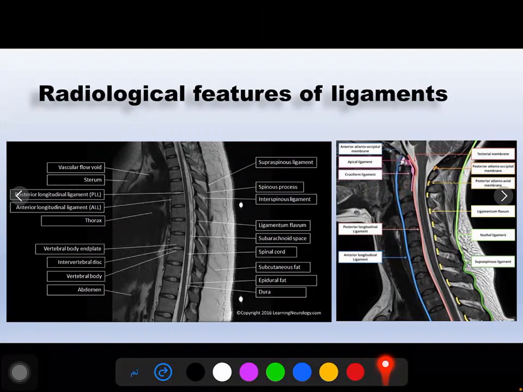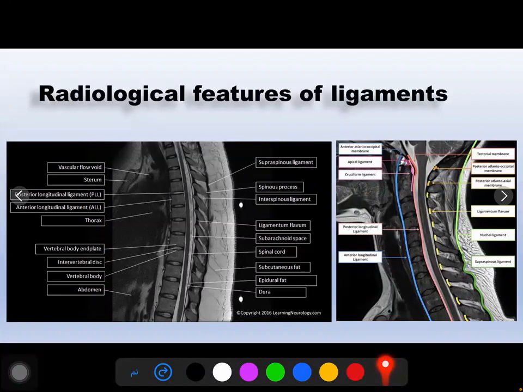It is firmly attached to the intervertebral disc, and this is another ligament called the posterior longitudinal ligament. This is the posterior border of the vertebral body. It extends from the C2 vertebra to the sacrum. Above, it is continuous as the tectorial membrane. This is the tectorial membrane, in orange color.